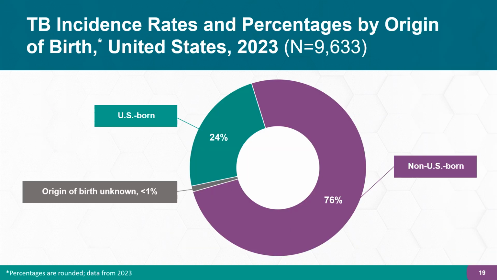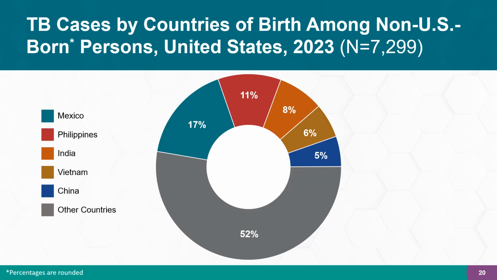TB disease in the United States is most common among people who were born in countries with high rates of TB. Demographic characteristics for TB patients have remained consistent over the last several years. For example, since 2010, the majority of reported TB disease cases in the US occur among non-US born persons. The most common countries of birth among non-US born TB patients remained fairly consistent over the last several years.